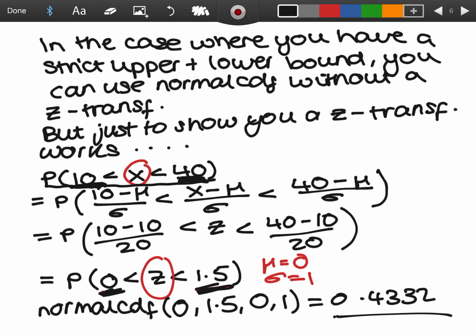You haven't. You've kept the calculation actually the same. You are still looking at, in this case, between the mean and 1.5 standard deviations above the mean. It will not change the answer. You haven't changed the problem. But as I said, with the strict upper and lower bound, it's totally up to you whether you want to do that Z transformation or not.